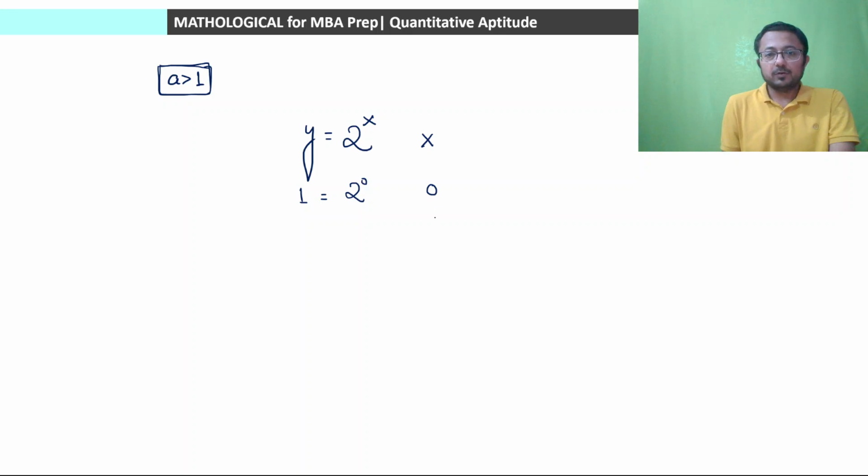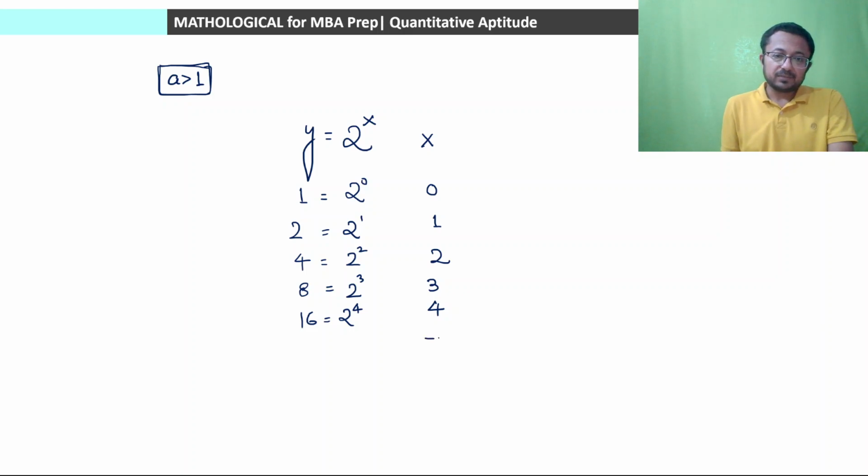If we take x equal to 1, 2 to the power 1 will be equal to 2. If we take x equal to 2, 2 square will be equal to 4. X equal to 3, 2 cube will be equal to 8. So clearly the graph is going to rise very fast as we increase the value of x. For x equal to 4, 2 to the power 4 will be equal to 16 and so on. If we take negative values of x, for example, minus 1, so 2 to the power minus 1 will be equal to 0.5. For minus 2, 2 to the power minus 2 will be equal to 0.25, 1 by 2 square, which is 0.25.